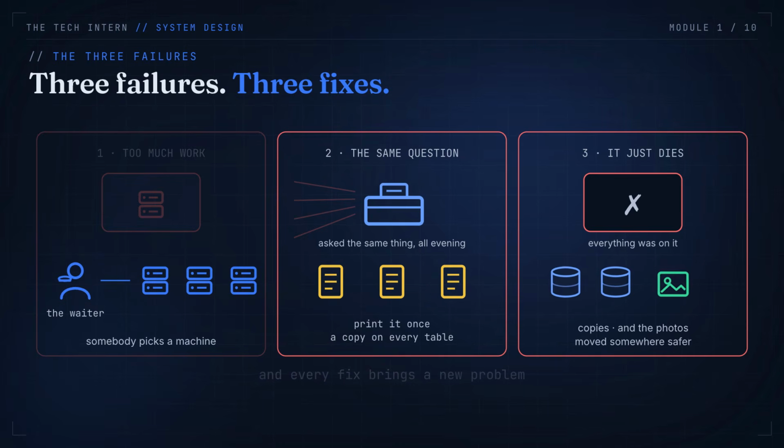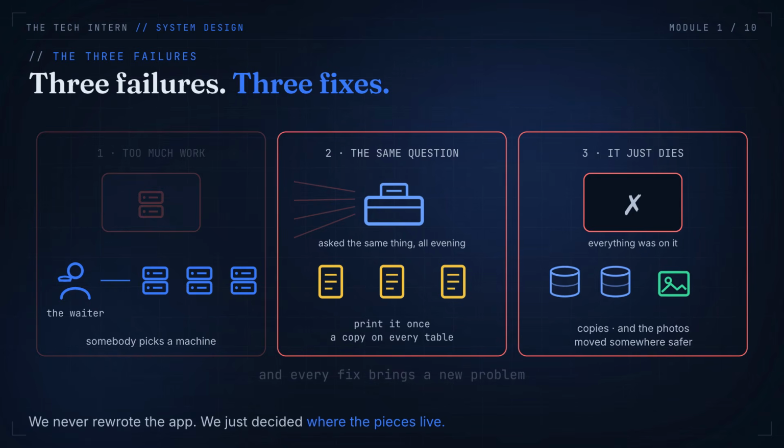The load balancer can die too. The cache can start serving out-of-date answers. The copy of the database can fall behind the original. Fix something, get a new problem. Fix that. That chain is the rest of this video.